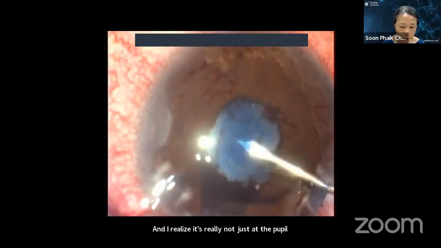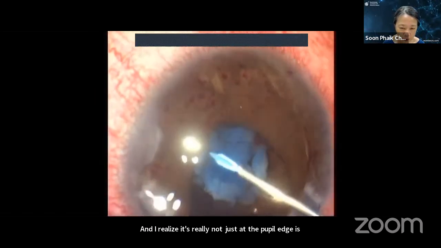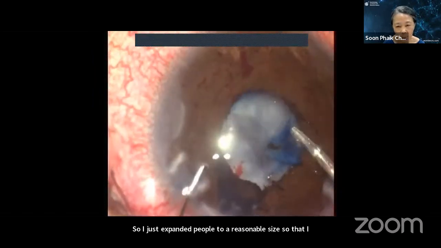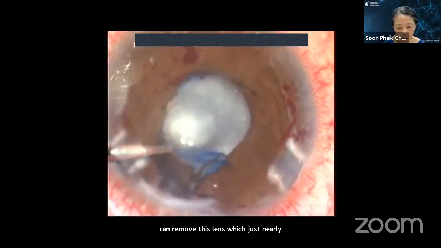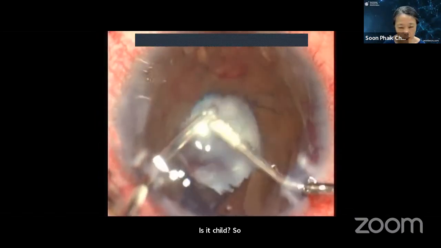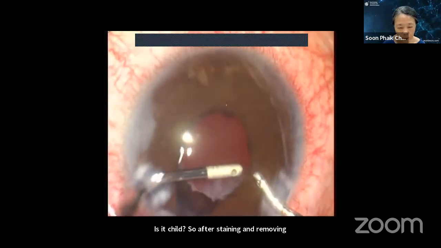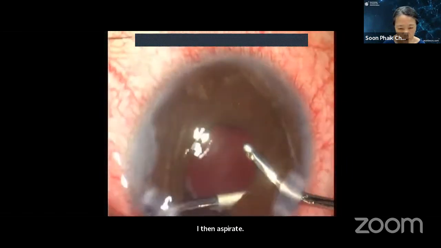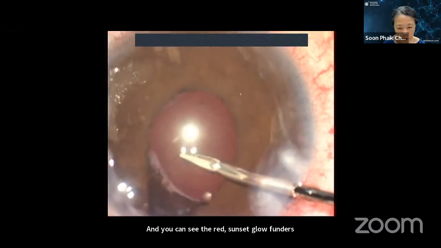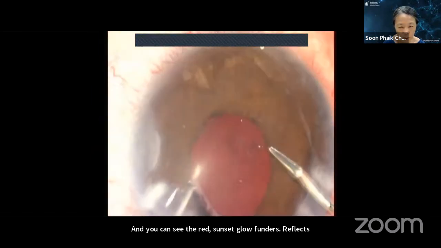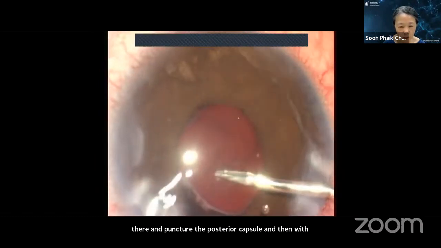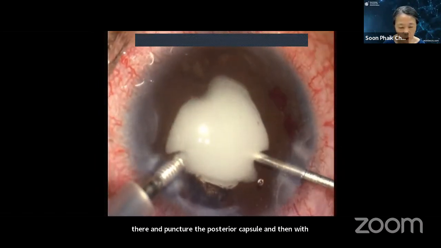So I just expanded the pupil to a reasonable size so that I can remove this lens, which just nearly needs aspiration. It's a child. So after staining and removing the capsule, I then aspirate. And you can see the red sunset glow fundus reflex there. I puncture the posterior capsule, and then with a 27 gauge needle initiate a posterior capsulotomy. You can use a vitrectomy machine to do this.